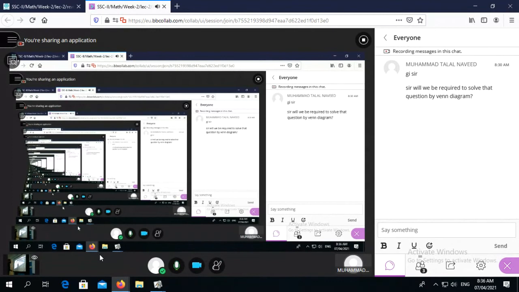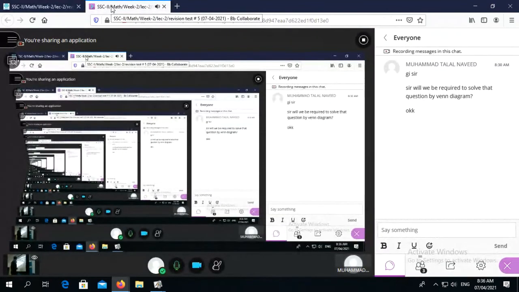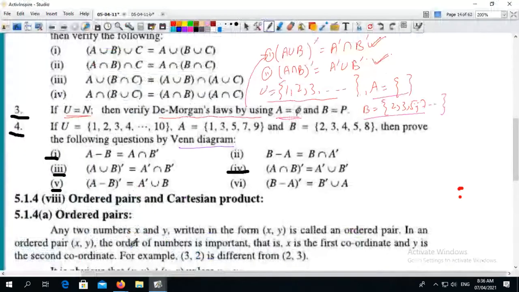No, my dear, in this question we have no need to solve it by Venn diagram. In question number 4 we have to solve with a Venn diagram. Now I start that. Okay. Now we have to start question number 4.